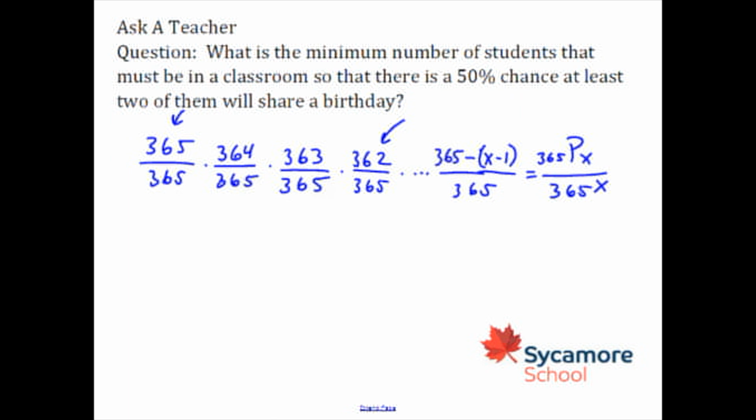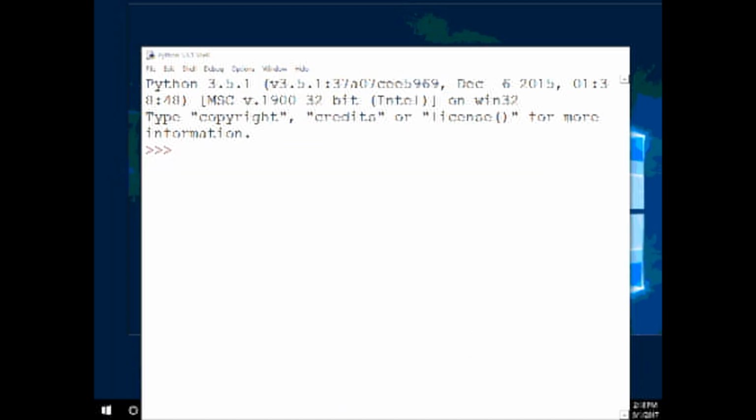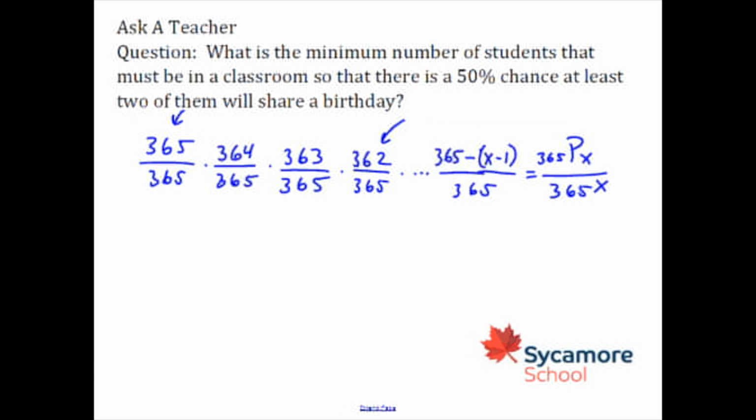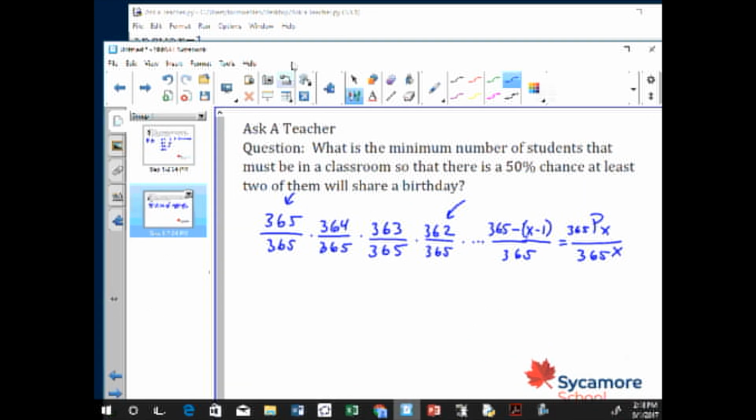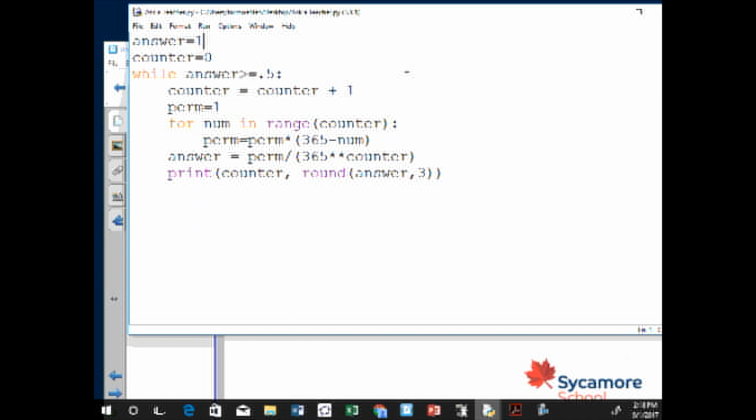There are some ways to do it on a calculator, but because I'm using a computer and not a calculator, a nice way to solve this would be to use a computer program. So I've written a computer program, and here's my program. It's going to do this calculation, and I've told it to stop when the answer is less than 0.5. When I run this program, it's going to spit out all of the calculations. And here are the calculations.